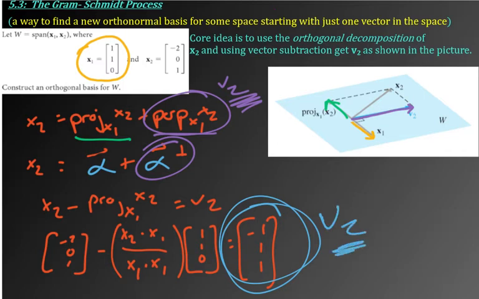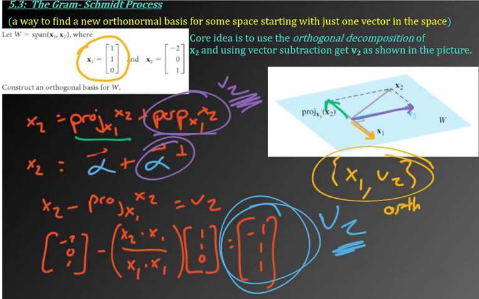Now x1 and v2 are my perpendicular vectors. And if I wanted an orthonormal set, I could just normalize these, which is super easy to do too. But this honestly is the fundamentals of Gram Schmidt. And if you understand what's going on there, then you'll be able to see how this extends to higher dimensions.